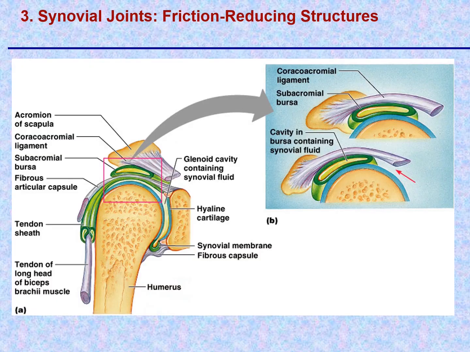And here you see that kind of structure shown. This is a shoulder joint because that's the humerus, the bone in the upper arm. And here you see a bursa, which is a friction-reducing structure. And here you see a tendon sheath, also in green, another type of bursa around the tendon here.